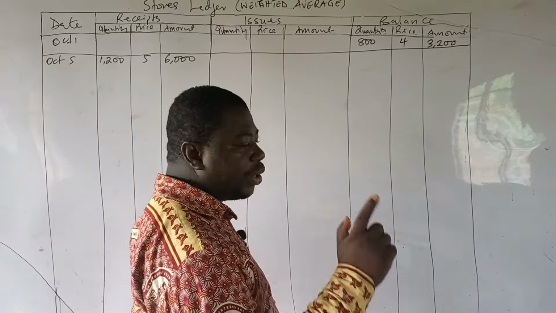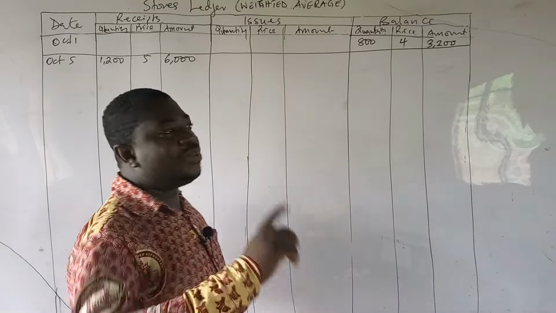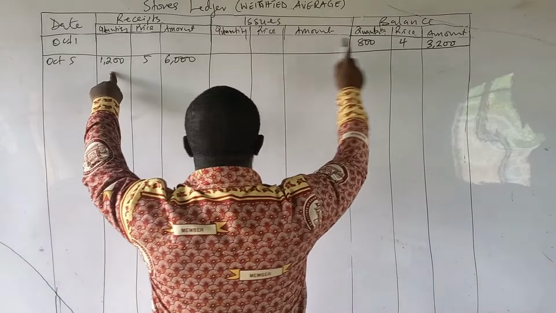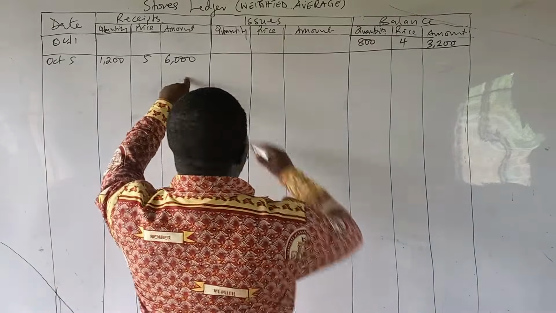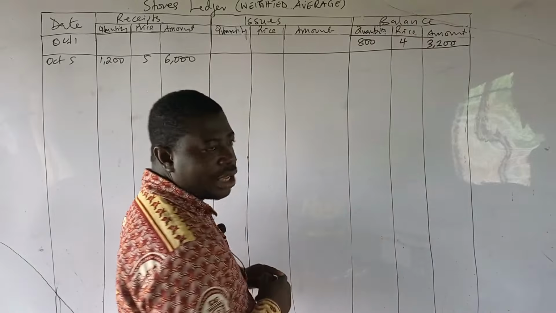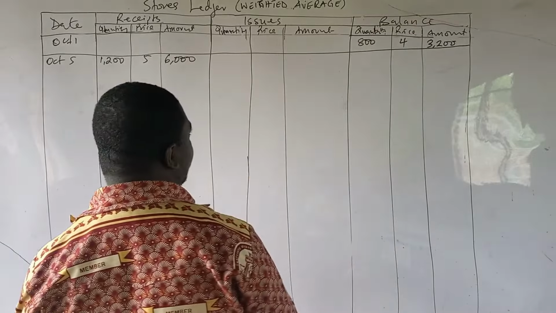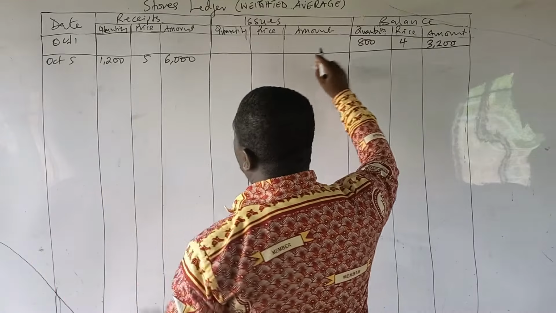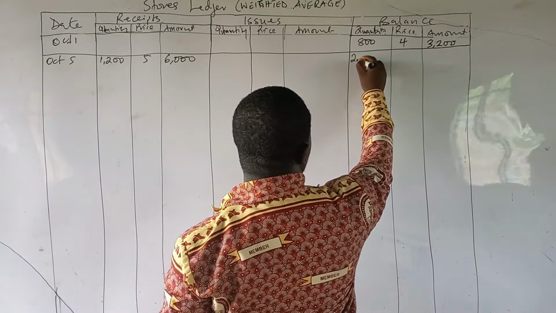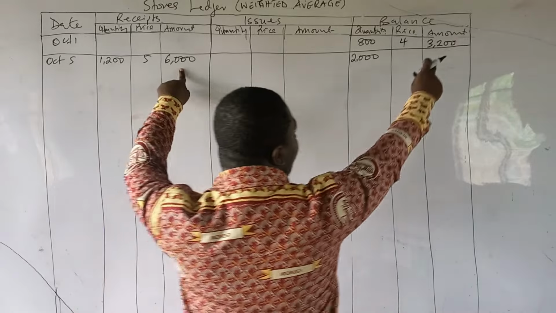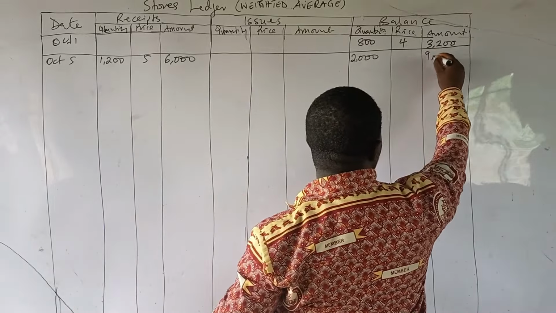But with the LIFO method, but with the weighted average method, this is what we do. We add the quantities and then we add the amounts. So for the unit price determination, it's going to be determined by the average. So 1,200 plus 800 gives us 2,000 unit quantity. Then the amount of 6,000 plus 3,200 gives us 9,200.